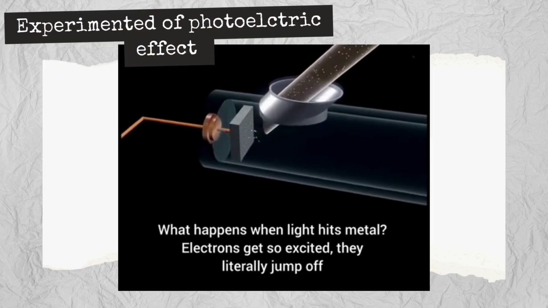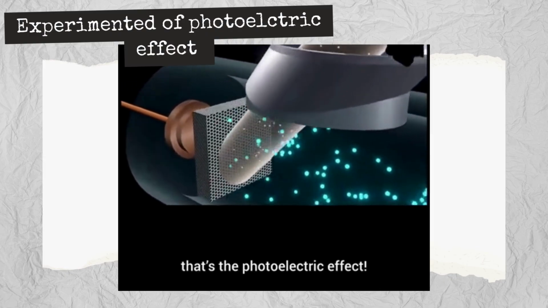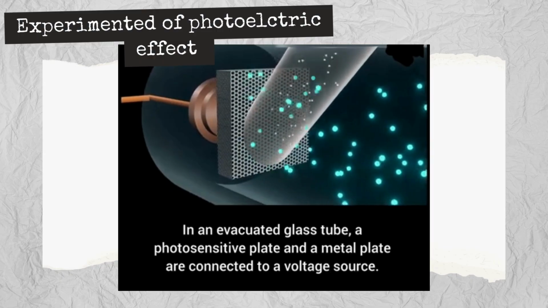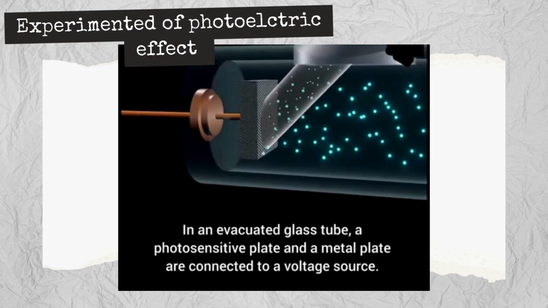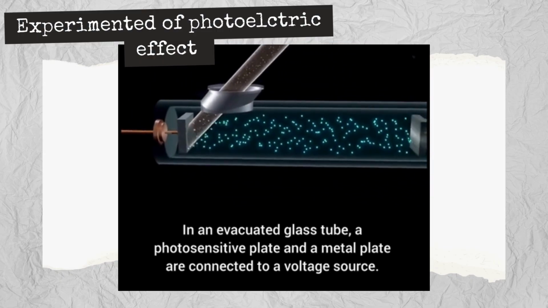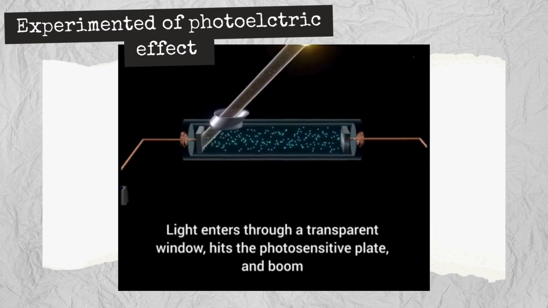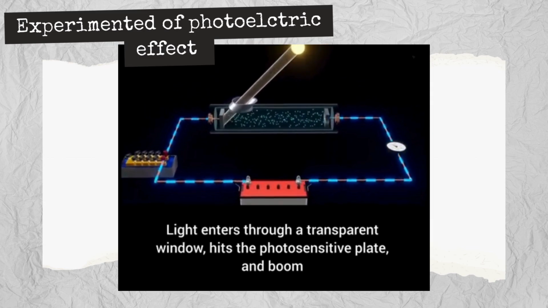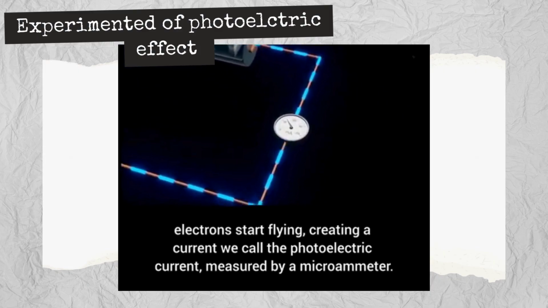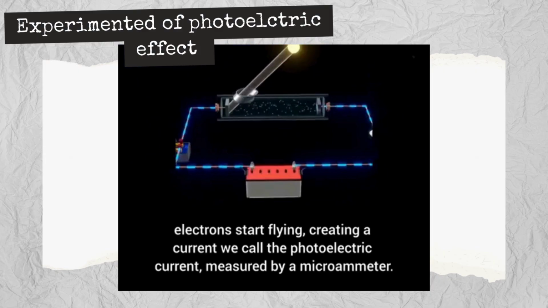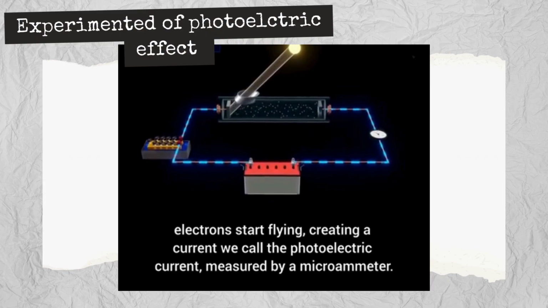What happens when light hits metal? Electrons get so excited, they literally jump off. That's the photoelectric effect. In an evacuated glass tube, a photosensitive plate and a metal plate are connected to a voltage source. Light enters through a transparent window, hits the photosensitive plate, and boom, electrons start flying, creating a current we call the photoelectric current, measured by a microammeter.